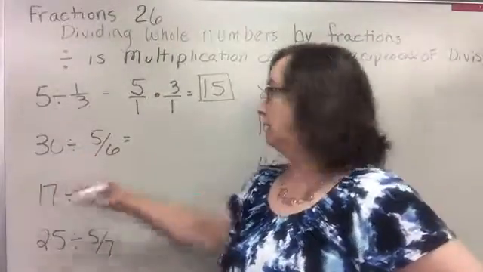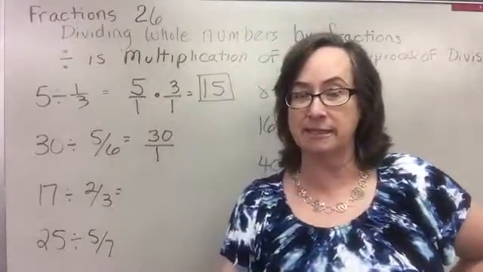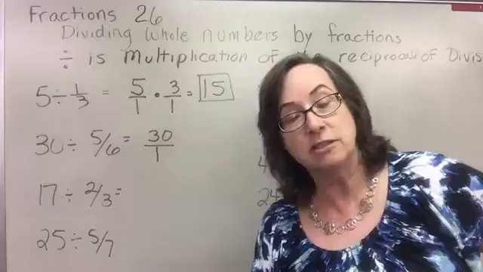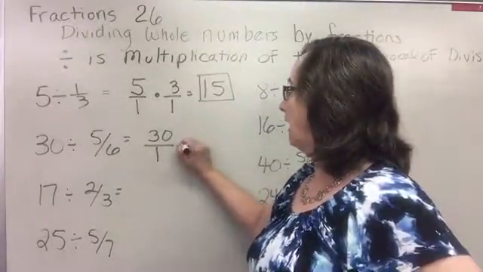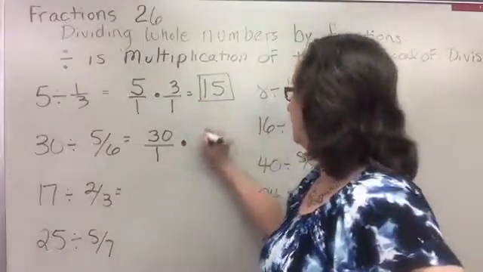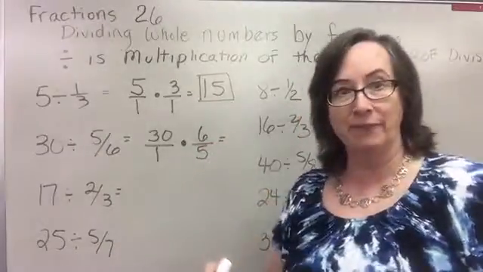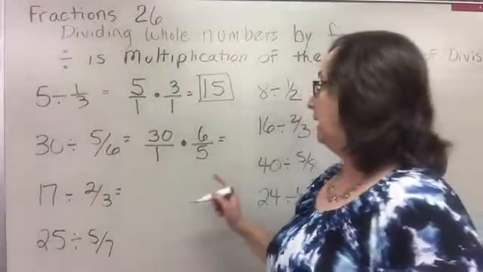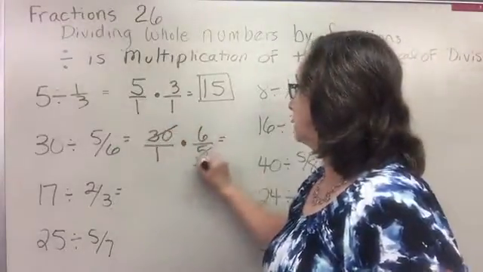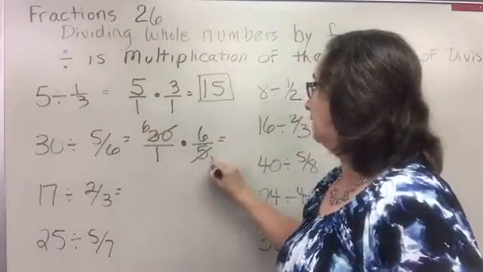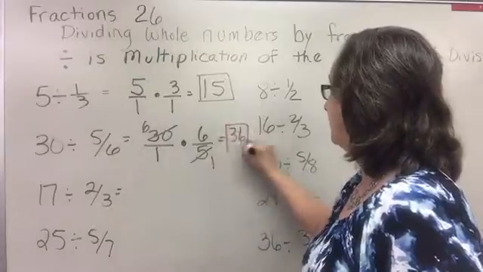We have 30. We're going to make that 30 over 1, and that's not absolutely necessary. It's just a clarification so that you don't get confused about where your numerator and denominator are, times the reciprocal of the second number, which is 6 over 5. And notice on this one, we can help ourselves out by canceling. We have a 30 and a 5, and they both are divisible by 5 to get 6 and 1. So 6 times 6 is 36, and the answer is 36.